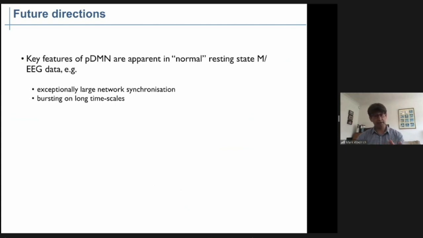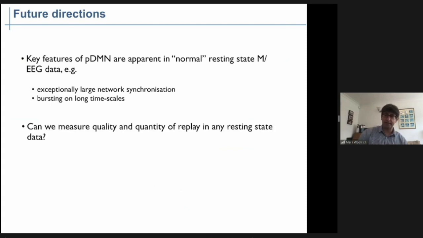So one of the interesting things that we found with the replay work was that these key features of the posterior DMN and the parietal alpha networks are that we can see them just in bog standard resting state data as well. In other words, the features such as exceptionally large network synchronization up to high frequency, and also the bursting on long timescales, this long range temporal structure. We can see both these things on normal resting state scans in the MEG data.